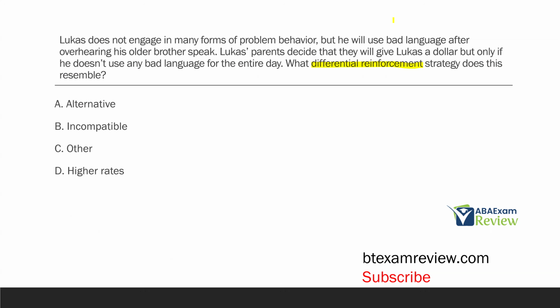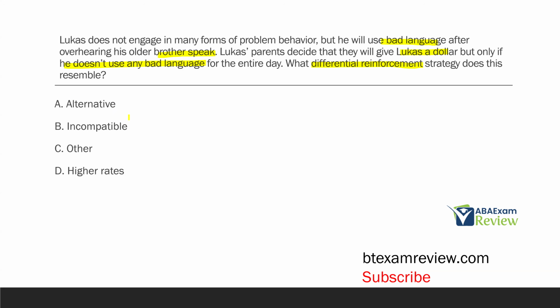So are we teaching Lucas a replacement or an alternative behavior? Well, we know Lucas will use bad language after hearing his brother speak. Lucas gets $1 when he doesn't use bad language. So we're not reinforcing Lucas for a new behavior. We're only reinforcing Lucas when he doesn't engage in a behavior. We're reinforcing in the absence of a behavior. So what do we call it when we reinforce in the absence of a behavior? A, differential reinforcement of alternative behavior, or B, differential reinforcement of incompatible behavior.